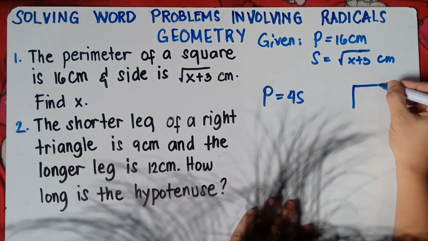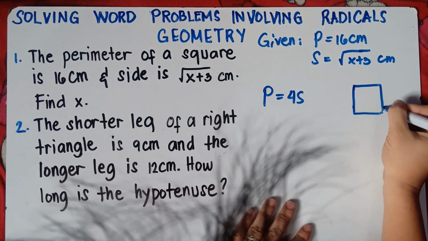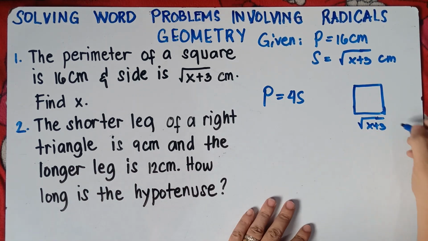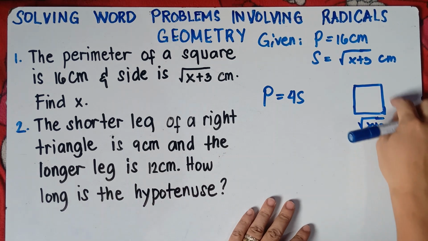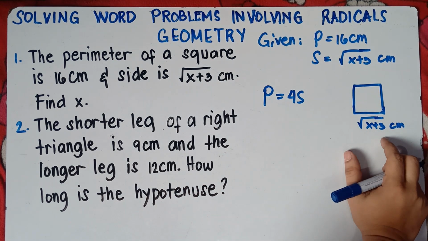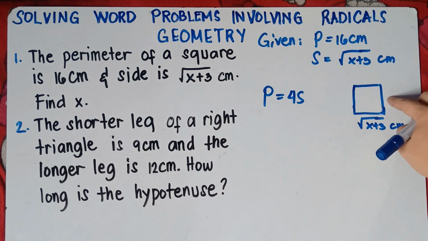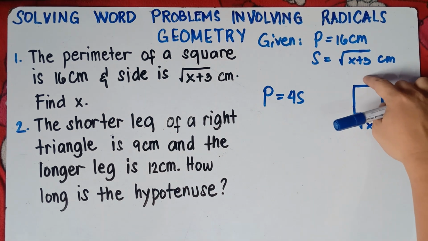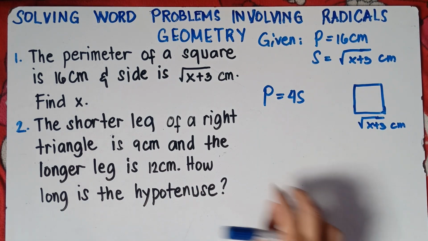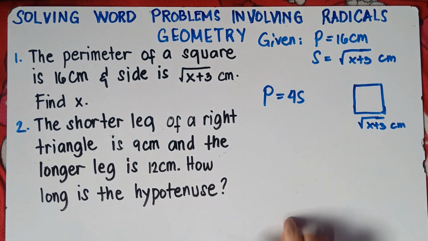So, if this will be the square, of course, the side is square root of x plus 3 centimeters. So, therefore, all sides will be square root of x plus 3, because in a square, all sides are equal. Okay, so this will be square root of x plus 3, this will be square root of x plus 3, and this will be square root of x plus 3. So to find x, substitute the values, class.